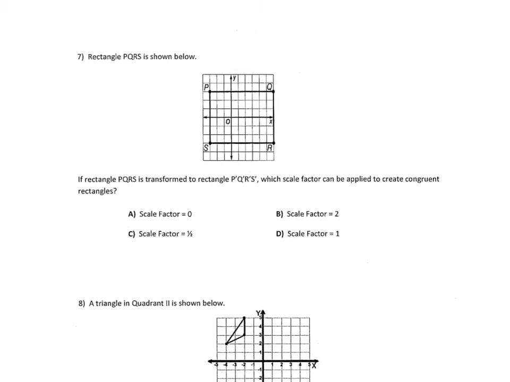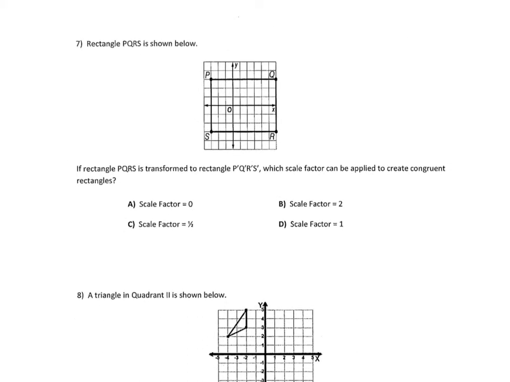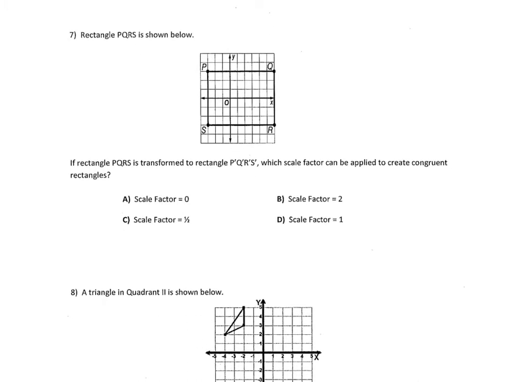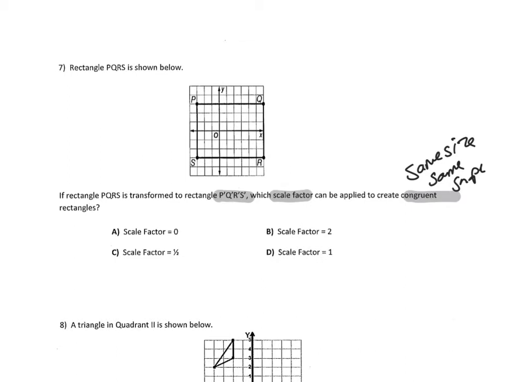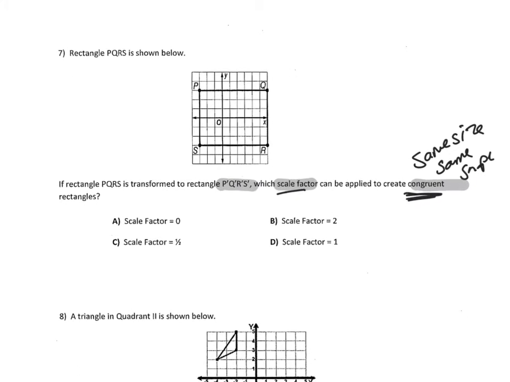Okay, number 7, rectangle PQRS is shown. If rectangle PQRS is transformed to rectangle P prime, Q prime, R prime, S prime, which scale factor can be applied to create congruent rectangles? So same size, same shape. So we know if I have a scale factor bigger than 1, then my shape will get bigger. Scale factor less than 1, it would get smaller. So we are looking for a scale factor that's going to make the same size. So basically it's going to stay the same.